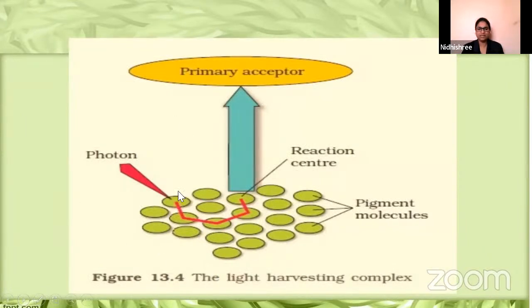Remember this diagram. Here the photon is a light energy. These are the pigment molecules. When a pigment molecule absorbs the light energy, the reaction center occurs where the primary acceptor is. Which is the primary acceptor? We will study that now.